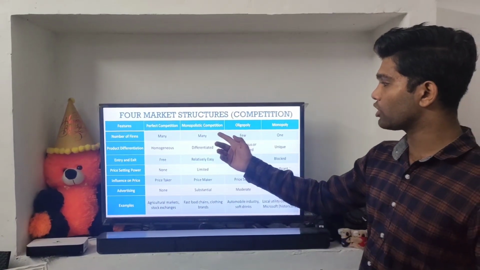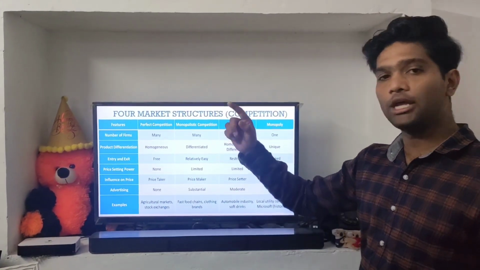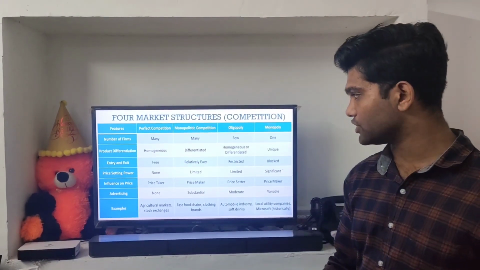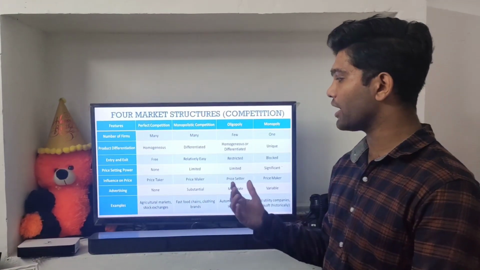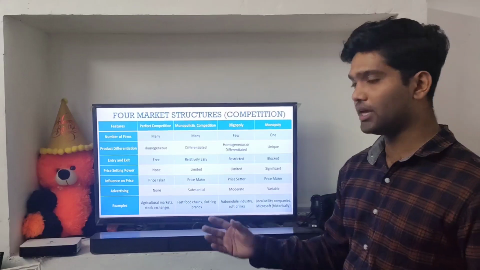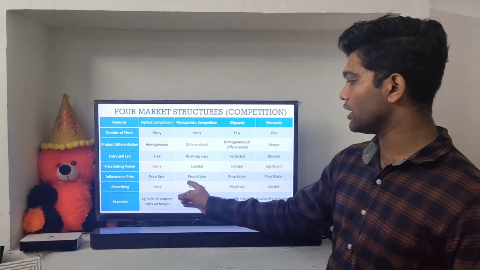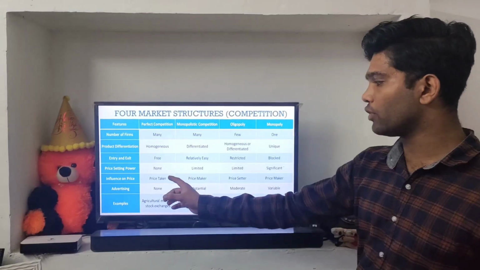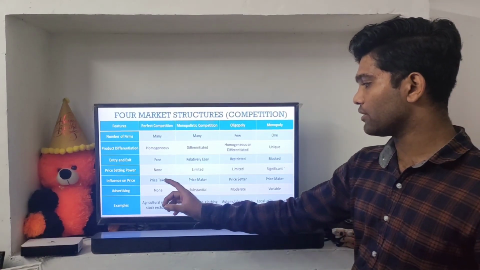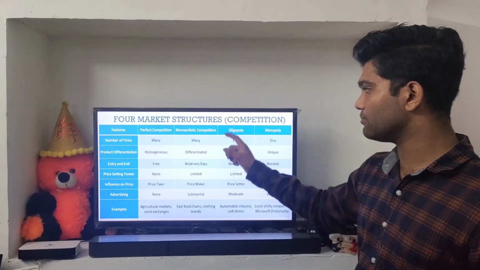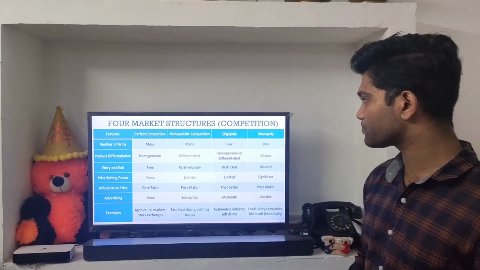The next one we look at is monopolistic competition. In monopolistic competition, the number of firms is many, the products are differentiated, entry and exit are relatively easy, and the price control is limited. We also say that firms are price makers. Examples are fast food chains and clothing brands, which come under monopolistic competition.